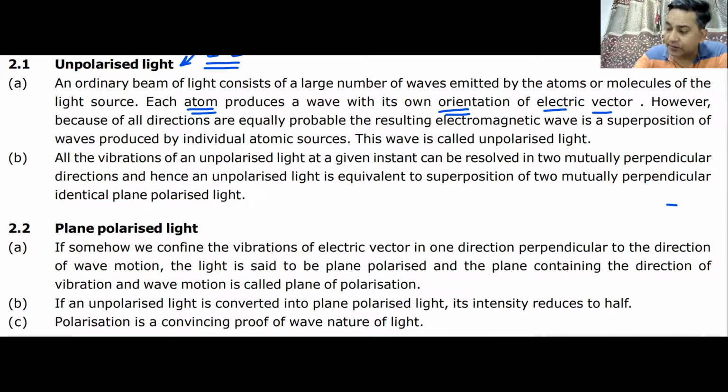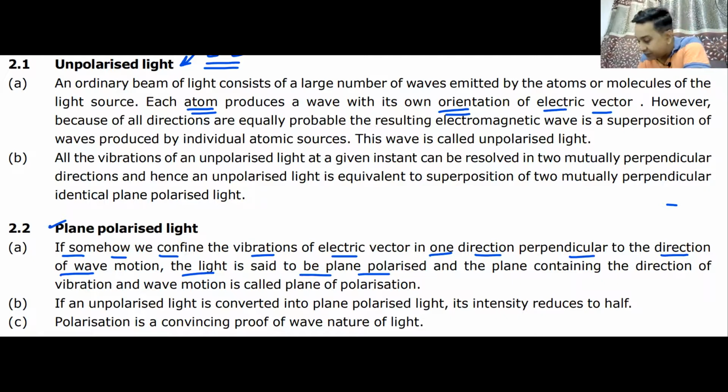What will be a plane polarized light? If somehow using something, we can confine the vibration of the electric field in only one direction, which is perpendicular to the direction of the wave, the light. This light is said to be plane polarized light, and the plane containing the direction of vibration and the wave motion is known as plane of polarization.